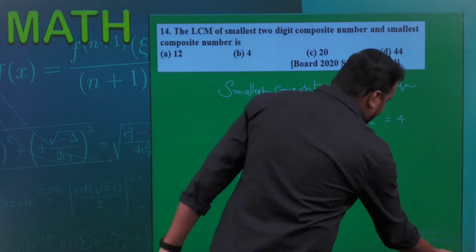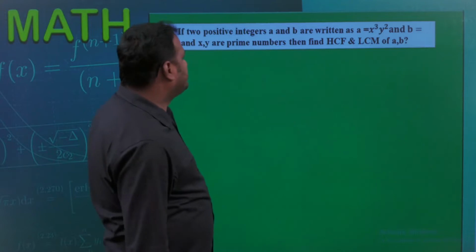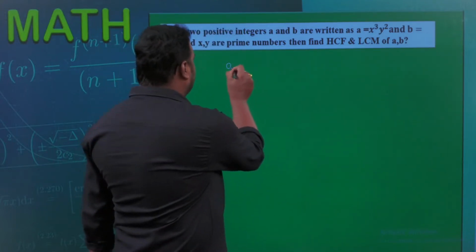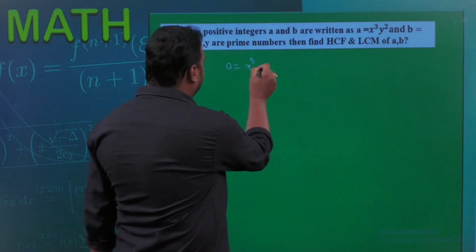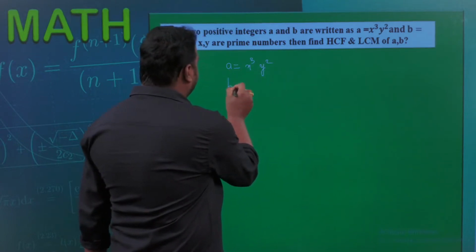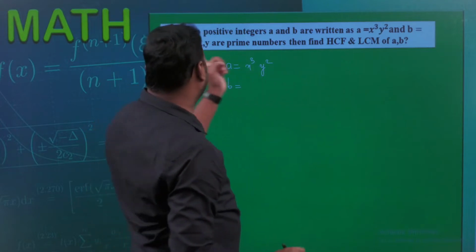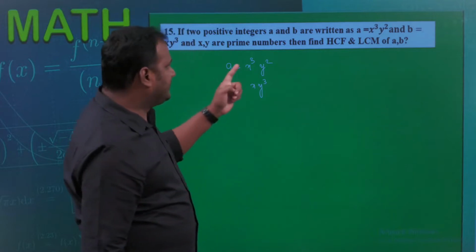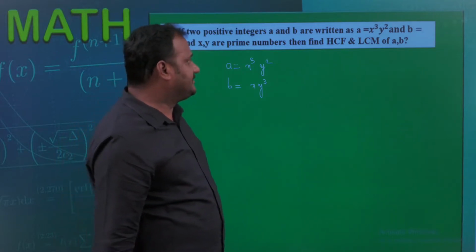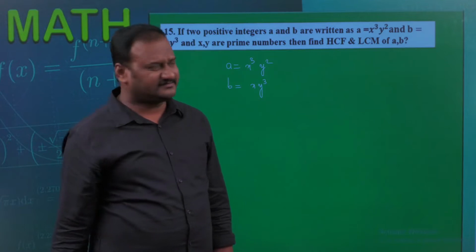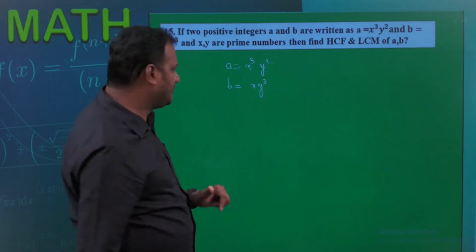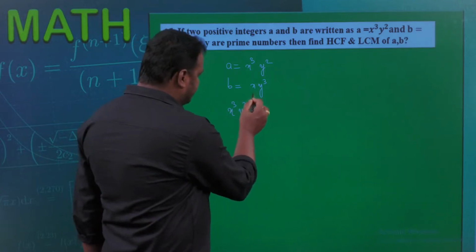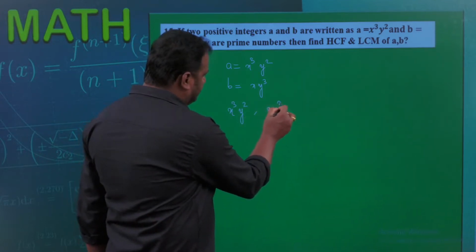The next problem: if two positive numbers a and b are written as a equal to x cube y square and b equal to x y cube, where x and y are prime numbers, then find the LCM and HCF of a and b. I think we discussed a similar kind of problem. So we take x cube y square, and the next number is x y cube, right?